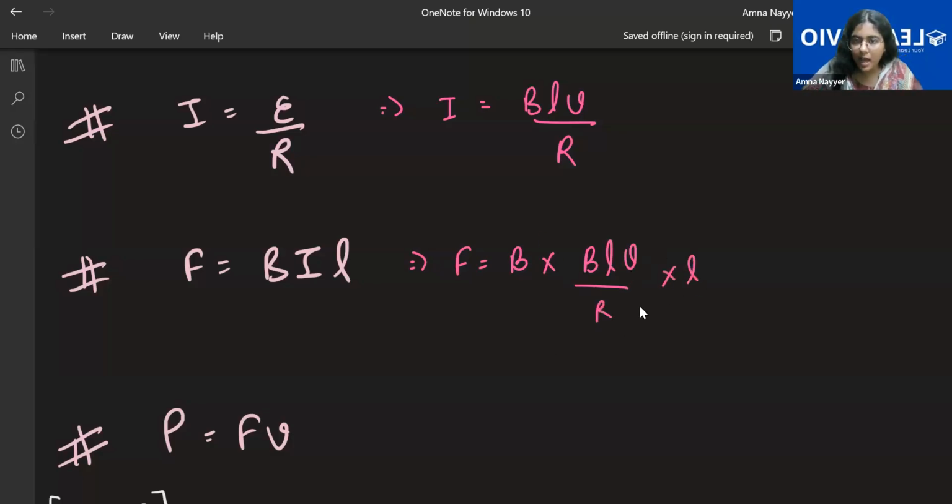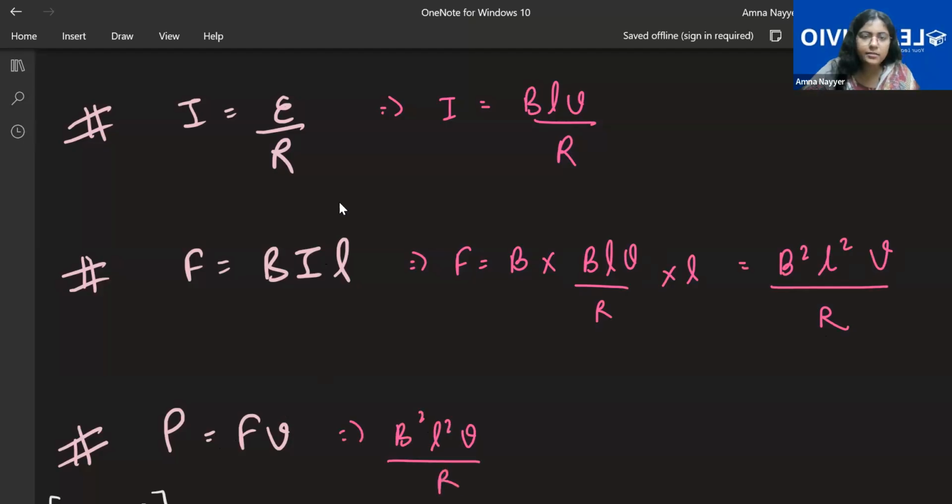So in BIL, we can say this is B square L square v by R. And one more thing, power also has been asked. These are just three things that I found are coming in the exams repeatedly. Power is important. Power was asked once. This is force into velocity. The force is B square L square v by R.